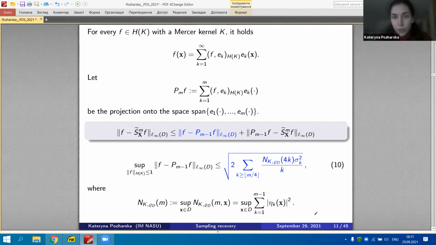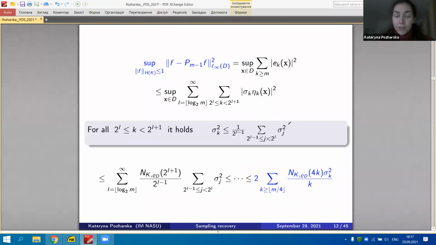And I want to show you just a small part of the proof because I found it interesting. So here we turn to dyadic blocks. Our sequence sigma is non-increasing, as a system of singular numbers. And if we consider sigma_k at a step k between 2^l and 2^(l+1), then we can estimate it from above by an average of the previous sigma_j from the previous dyadic block, so from 2^(l-1) to 2^l.